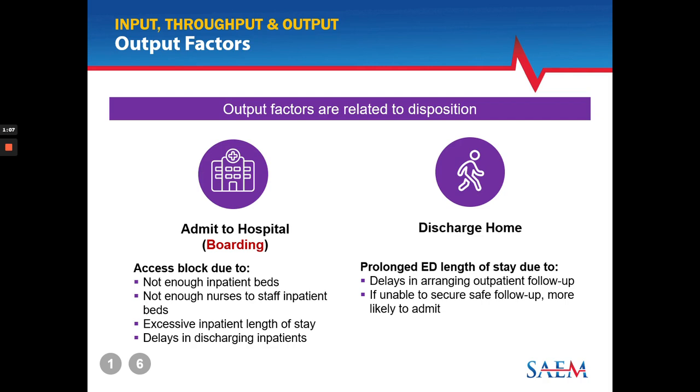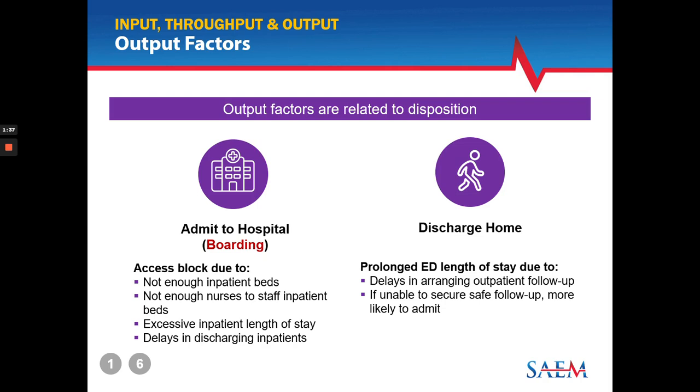Once you determine a patient's disposition and try to send them home, that's when you are talking about output factors. Disposition is often either admission to the hospital or home or wherever the patient came from. In the case of admitting a patient, if there aren't enough inpatient beds, patients who have been admitted to the hospital get stuck in the emergency department, and that's boarding. Boarding, again, occurs because there aren't enough available beds in the inpatient environment, and that could be for many reasons.